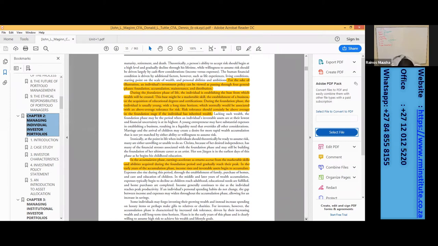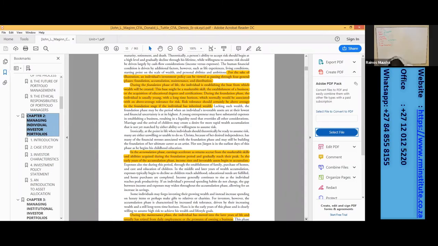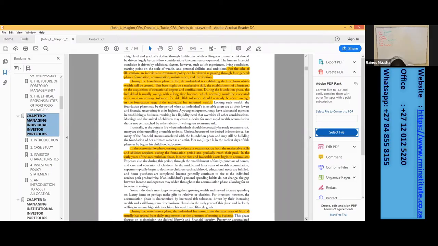So in the middle and later years of the wealth accumulation phase, expenses typically begin to decline as children reach adulthood, education needs are fulfilled, and home purchases are completed. So income generally continues to rise as the individual reaches peak productivity. So if the individual's personal spending habits do not change, the gap between the income and the expenses may widen through the accumulation phase, allowing for an increase in saving as well.